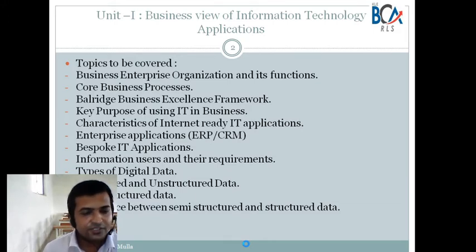So in the first unit of your subject, business view of information technology, the first unit is named Business View of Information Technology Applications. In this we are going to have an overview of what an enterprise organization is and its functions. We'll deal with each topic in our upcoming videos, right?